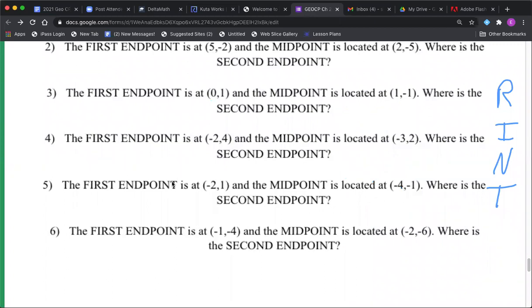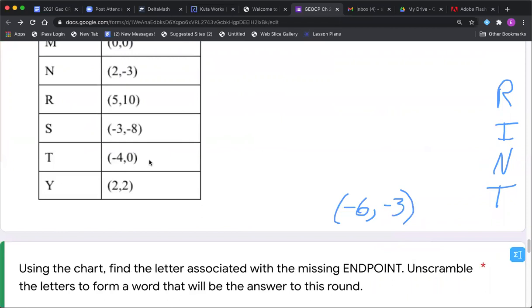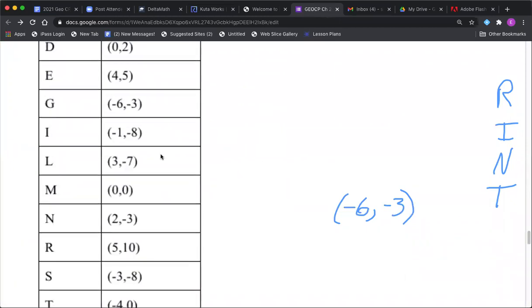All right, the fifth one I have to do -2 to -4. That's subtracting 2. So I'm going to subtract 2 again to get down to -6. And then 1 to -1, that's -2. So I'm going to -2 again, -3. (-6, -3). Are you on my list? I sure hope so. Yep, there you are. G.